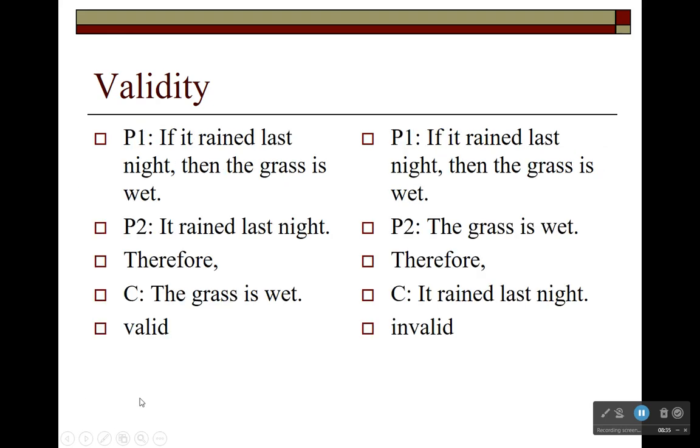So let me give some more examples of what I mean here by validity. Let's take a look at some examples that bring out this distinction between valid arguments on the one hand and invalid arguments on the other hand. This argument on the left is an example of a valid argument. If it rained last night, then the grass is wet. Premise 2, it rained last night. Therefore, conclusion, the grass is wet.